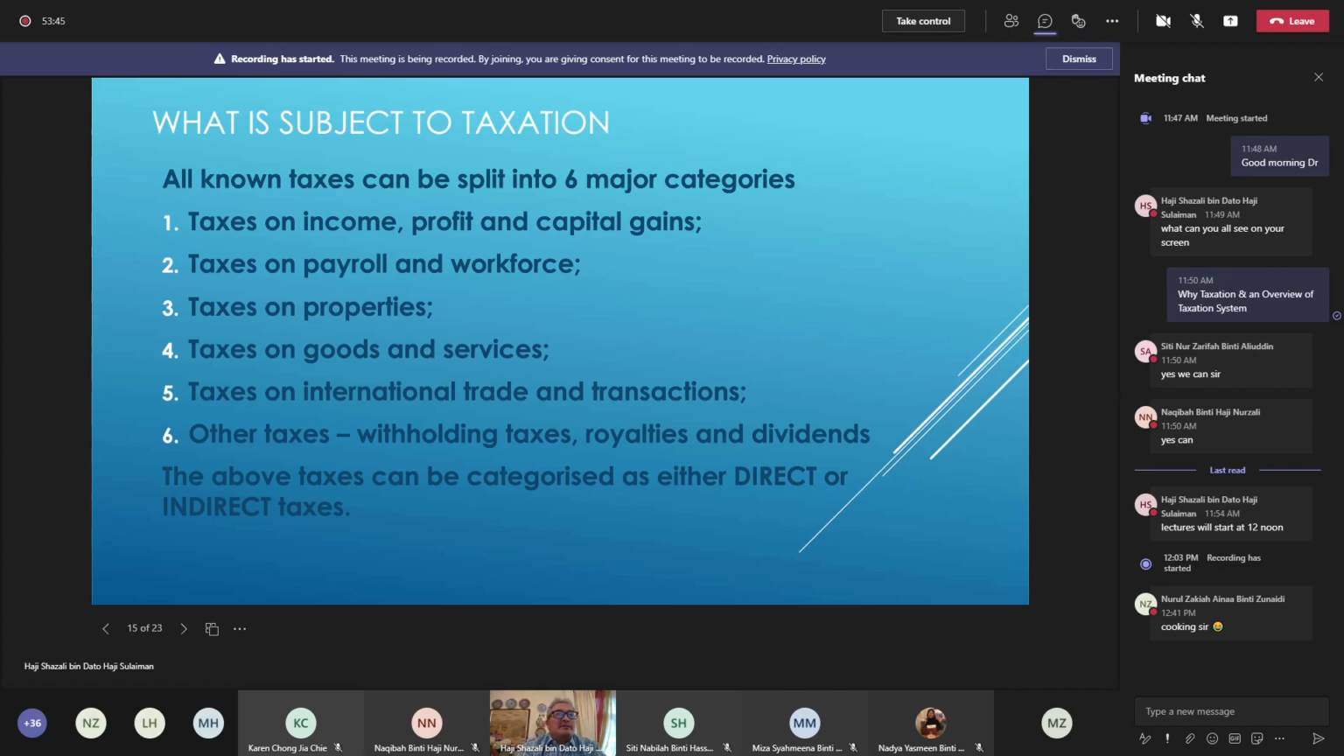Charge your cooking tax. Then you stop cooking. A deterrent for a person to do anything is to put tax on it. Okay. So what is subjected to tax? All taxes can be split into some major categories. Taxes on income, profit, and capital gain.